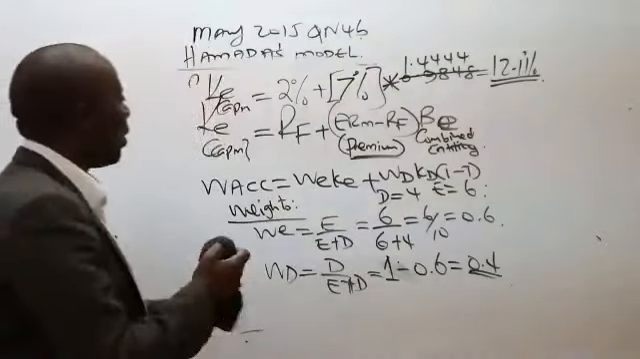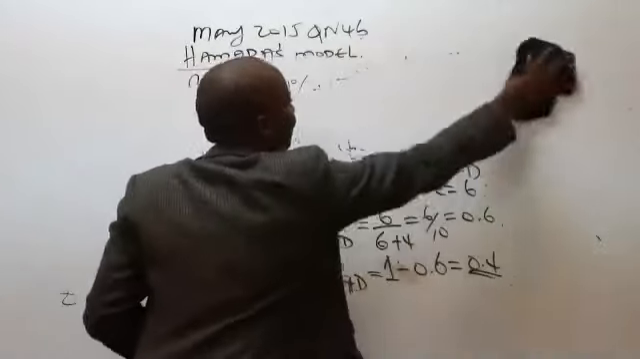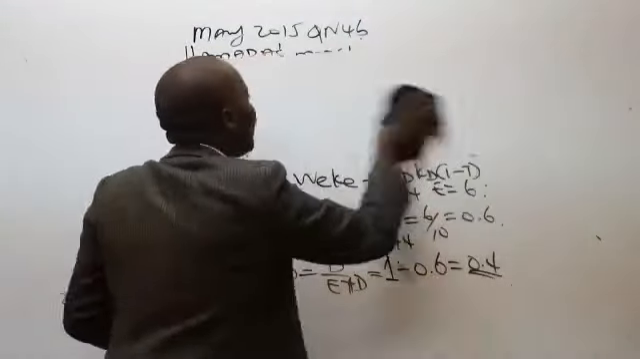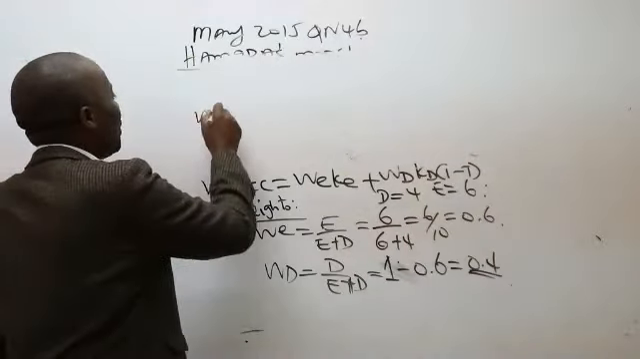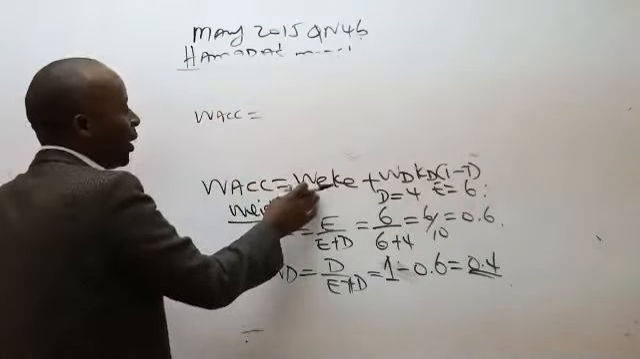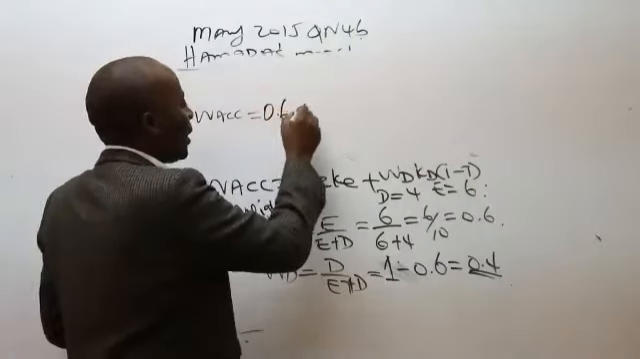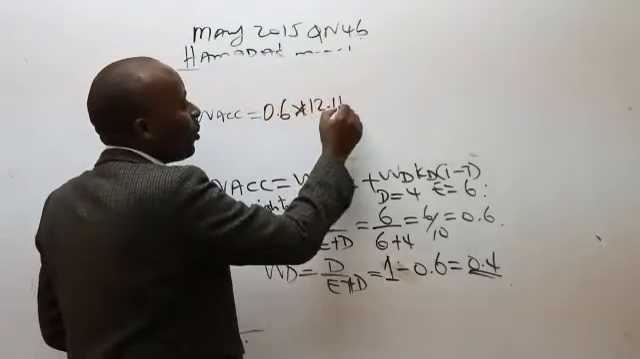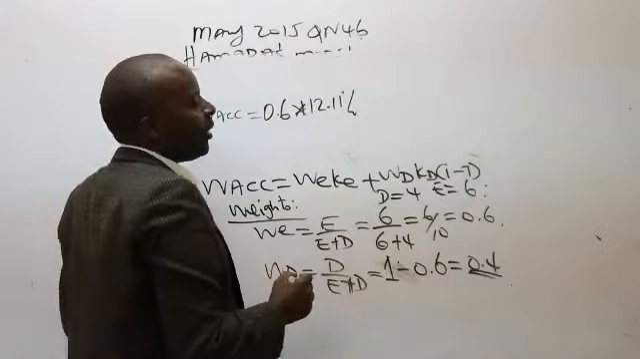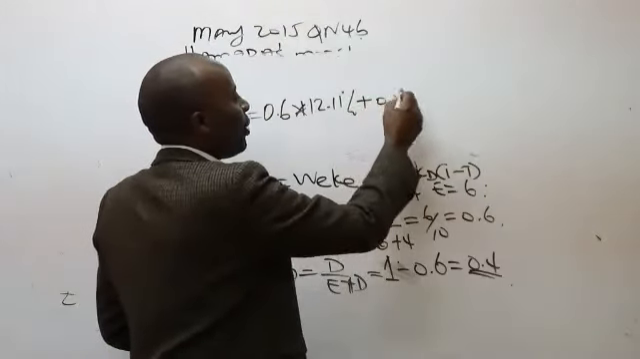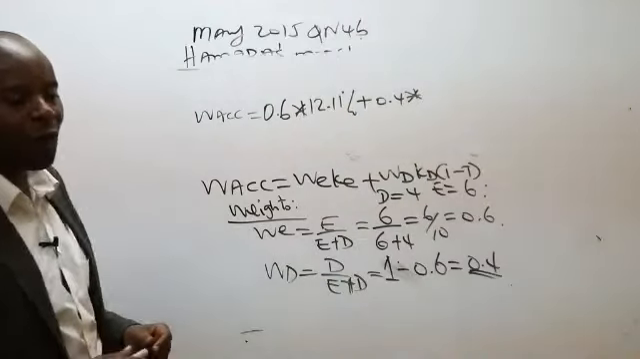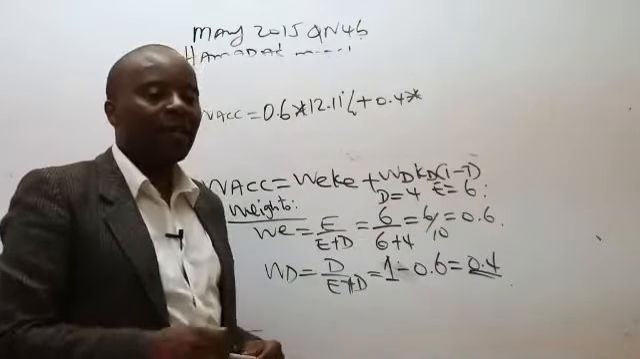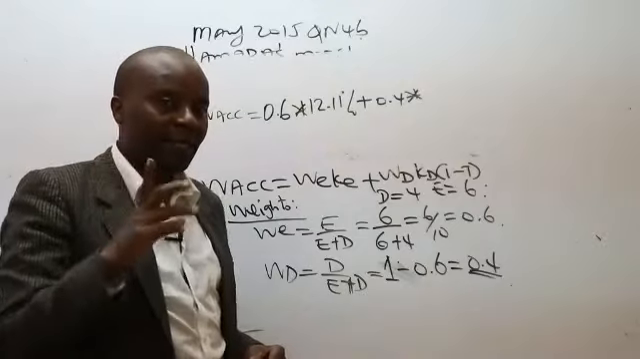So what I'll do, I'll come and plug in here. So this is where we are. Our WACC will be equal to weight of equity, that is 0.6, times cost of equity, which is 12.11. Weight of debt, which is 0.4, times cost of debt. Also, you have to be careful to work with cost of debt of the combined entity.